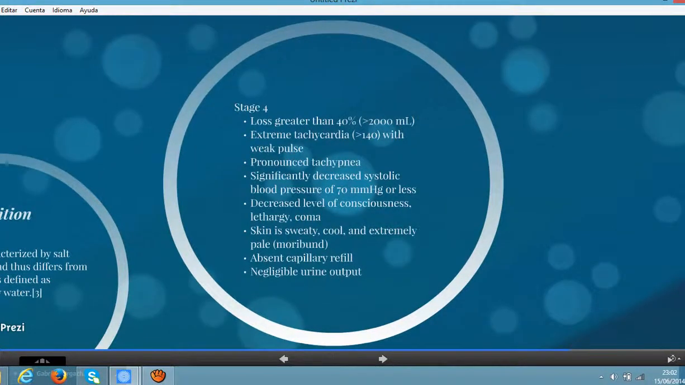And finally, we have stage 4. In stage 4, we can include loss greater than 40% of the blood, more than 2000 milliliters, extreme tachycardia with weak pulse, pronounced tachypnea, significantly decreased systolic blood pressure of 70 millimeters of mercury or less, decreased level of consciousness, lethargy, coma.